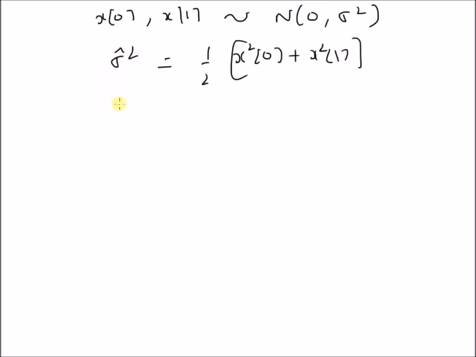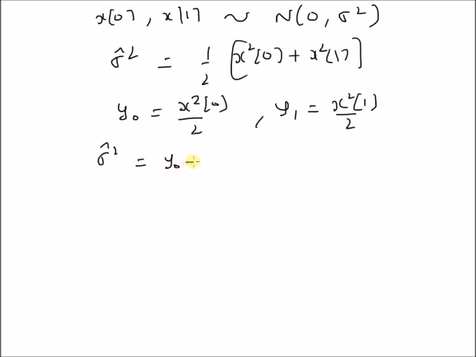So label y0 as x square of 0 divided by 2 and y1 as x square of 1 by 2. That is, y0 is 1 by 2 times the square of the first observation, and y1 is 1 by 2 times the square of the second observation. Then sigma square hat is equal to y0 plus y1. Note that since x0 and x1 are independent of each other, so are y0 and y1. Hence, the estimate sigma square hat is a sum of two independent random variables.